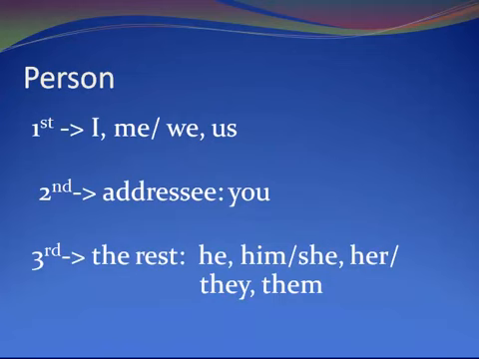Now, first person is about the most important person in your life, so it's I, me, we, us. Second person is the addressee, so it's you. Third person is the rest: he, him, she, her, they, them.